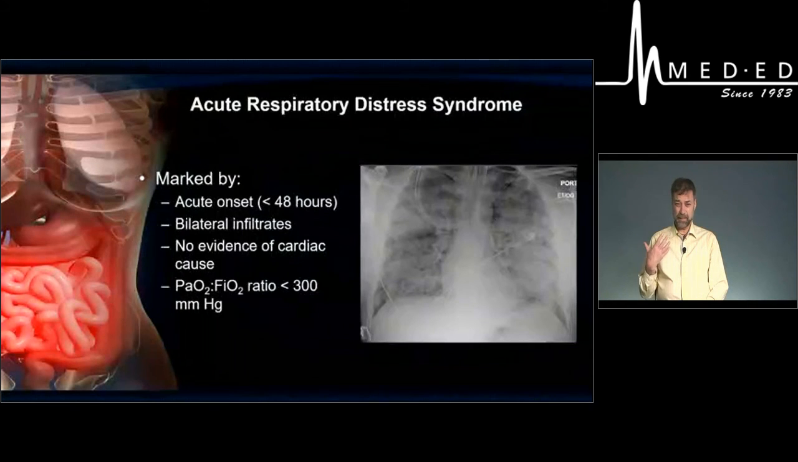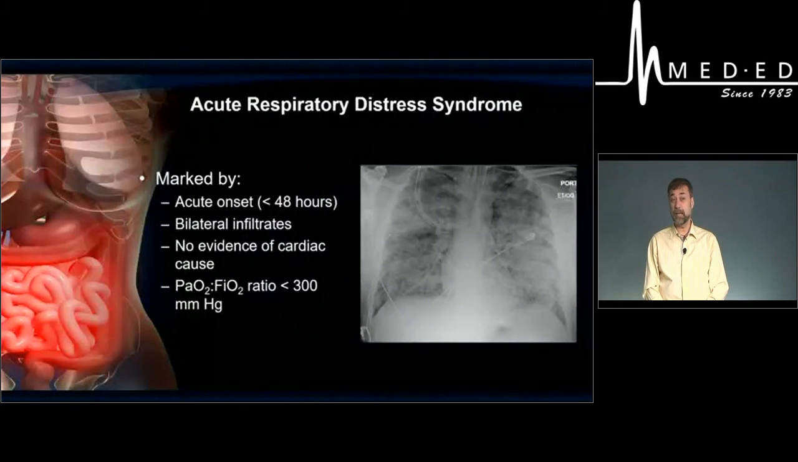So the classic findings of ARDS, the defining parameters that indicate ARDS, are its acute onset. It comes about very quickly, usually 48 hours or less. The obvious bilateral infiltrates on X-ray, the severe pulmonary edema with a normal cardiac silhouette. The heart is not enlarged. Look at the X-ray on the screen right now. Severe pulmonary edema, yet that heart is not enlarged.